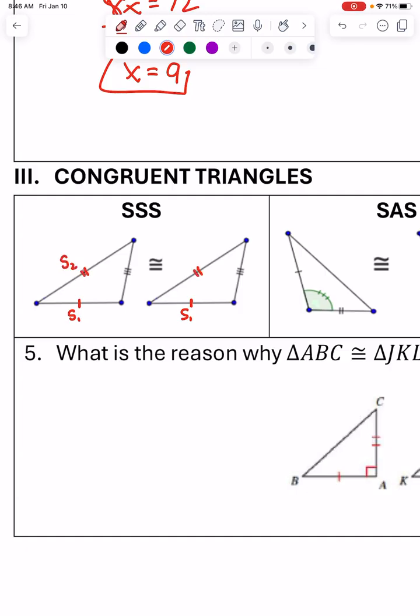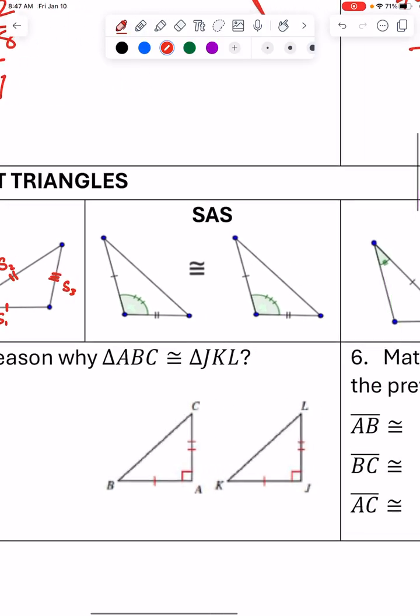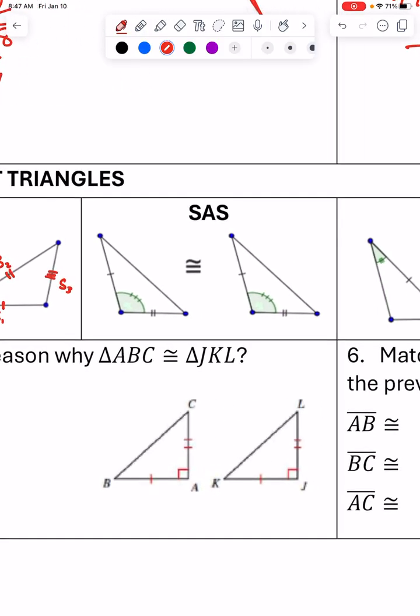So we'd say side two, and then triple tick marks, these sides are congruent, right? So that's what we're looking at there. So side, side, side means we have 3 sides congruent in 2 triangles. So the 2 triangles are congruent, okay?